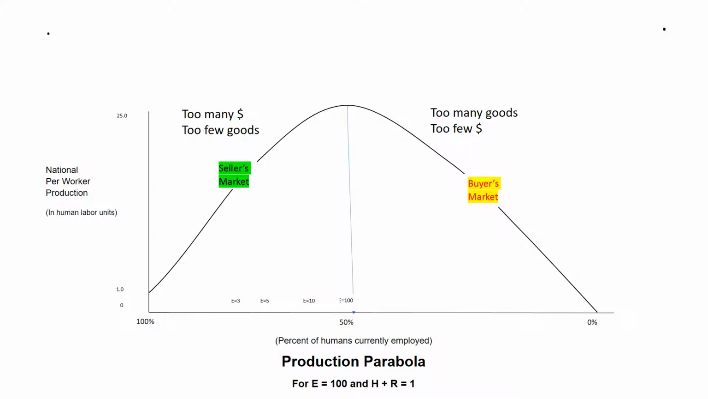This is the production parabola. The left side has the seller's market labeled in green and has too many dollars chasing too few goods. The right side is the buyer's market and has too few dollars chasing too many goods. The vertical scale on the left is national production per worker. The horizontal axis on the bottom is percent of human employment, starting with 100% human employment and moving to 0% human employment. The parabola starts with a production value of 1 and human employment of 100%.